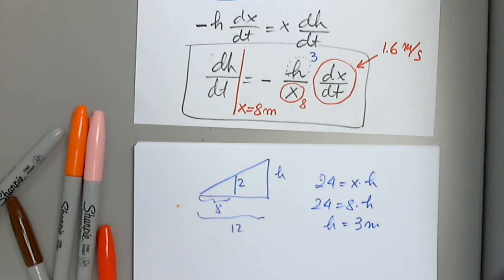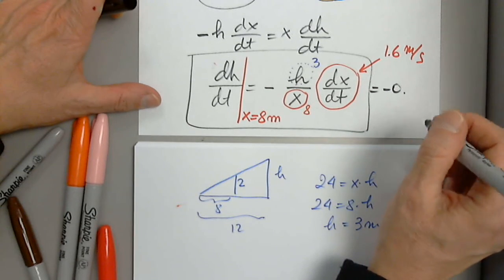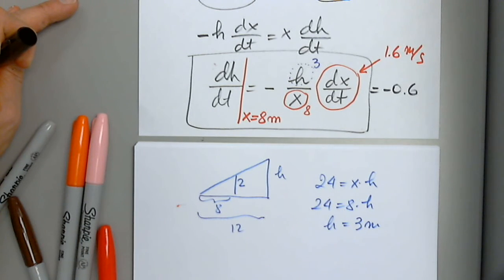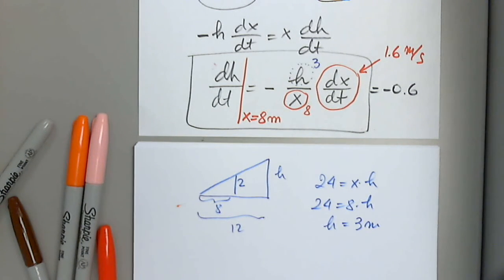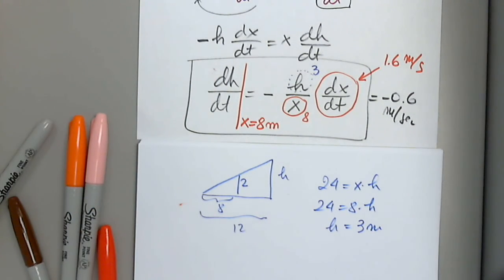Don't trust me with numbers today, so please multiply 3 by 1.6 and divide by 8 and give me the answer. I'm kidding. I can do this one, I think, today. Negative 0.6. Measurement unit. Remember, it's a distance with respect to time. The rate of change of distance, this height with respect to time. Meters per second. As expected, because it decreases, it has to be a negative rate. Any questions?